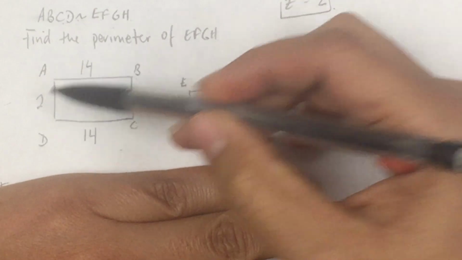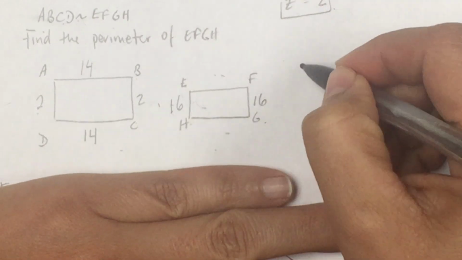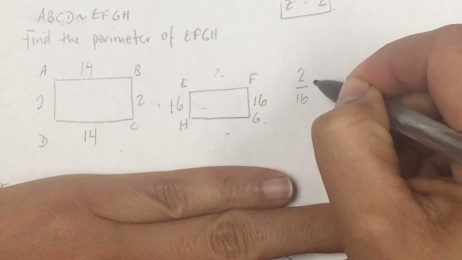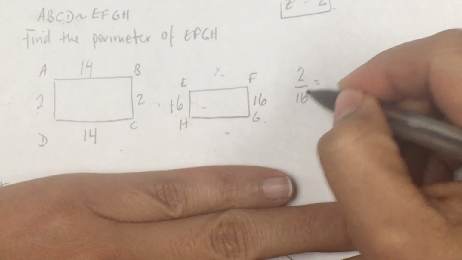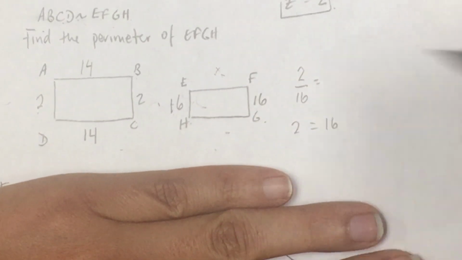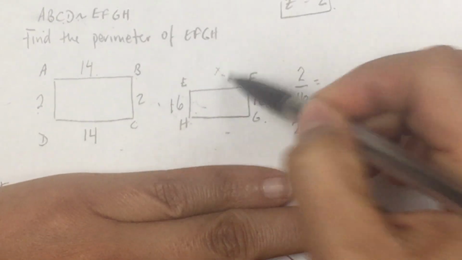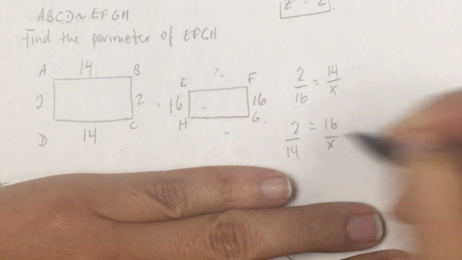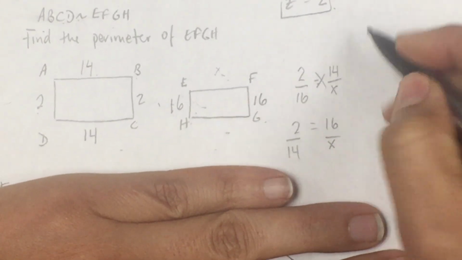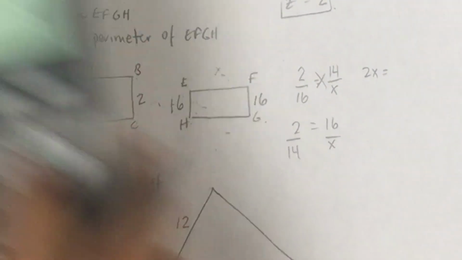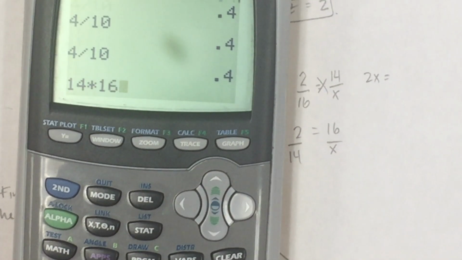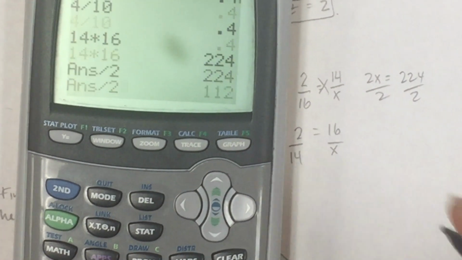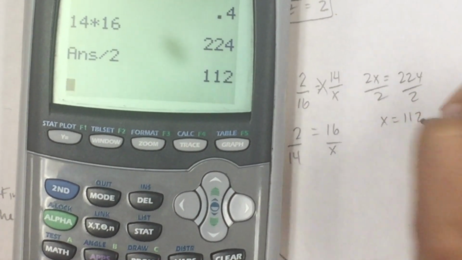All right, so 2 goes with 16. I'll put X right there. 2 goes with 16, and 14 goes with X. You can set it up either way, it doesn't matter. Cross multiply and divide. So that's 2X equals 14 times 16, which is 224, divided by 2. X is equal to 112.